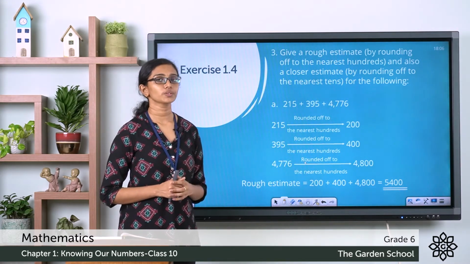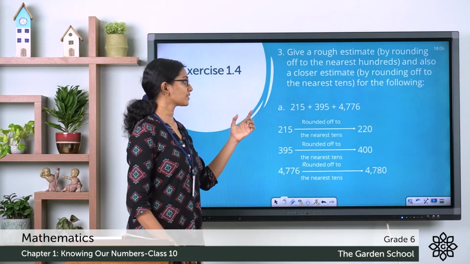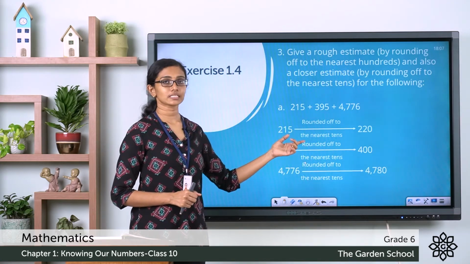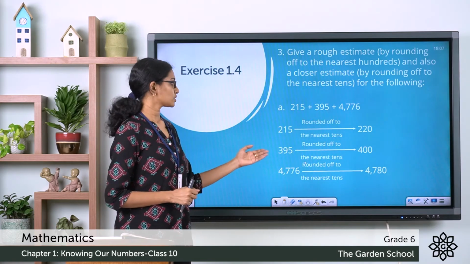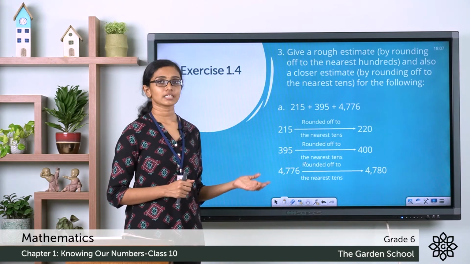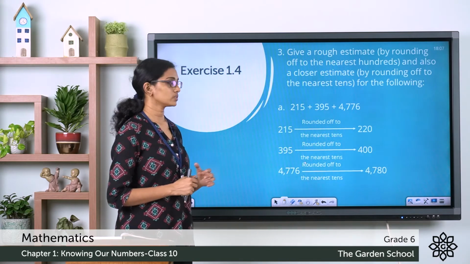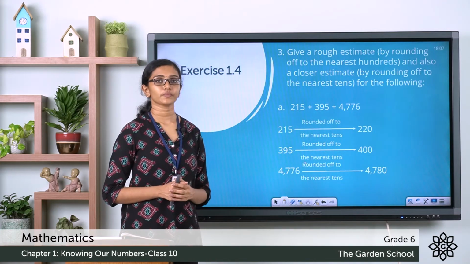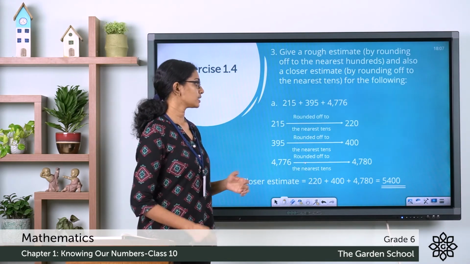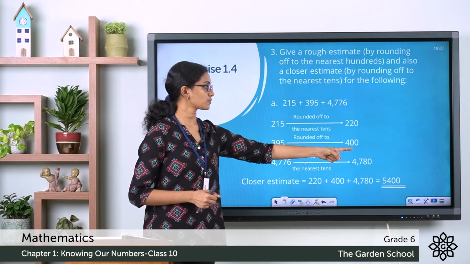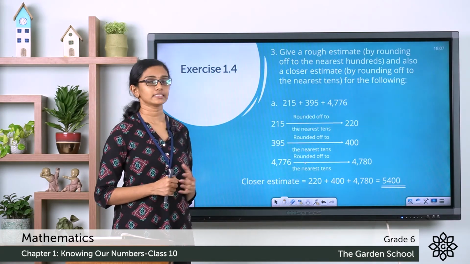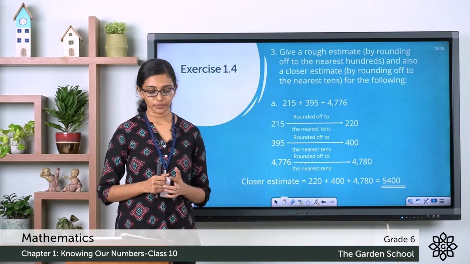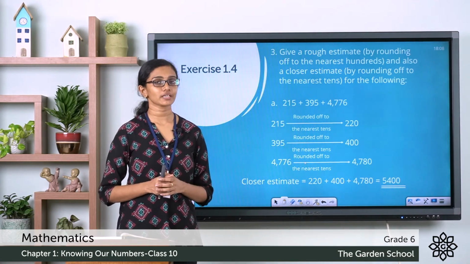We need to find out the closer estimate also. For that, we need to round up each of these numbers here to the nearest tens. So, 215 rounded off to the nearest tens give you 220. 395 rounded off to the nearest tens give you 400 and 4776 rounded off to the nearest tens give you 4780. Now, the closer estimate here is equal to this 220 plus 400 plus 4780, that is equal to 5400 itself. Hope this is clear to you. Rest of the questions from the set you have to complete yourself in your notebook.